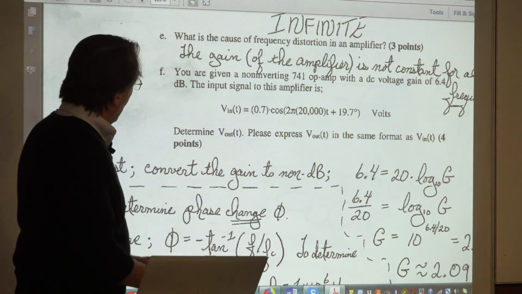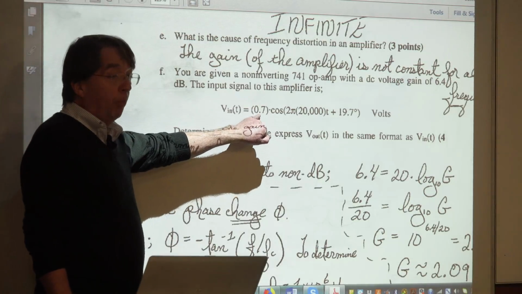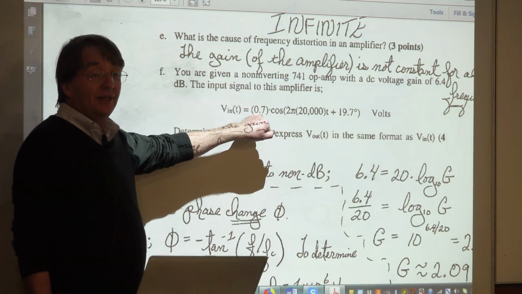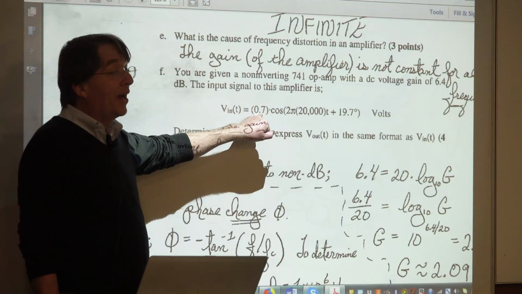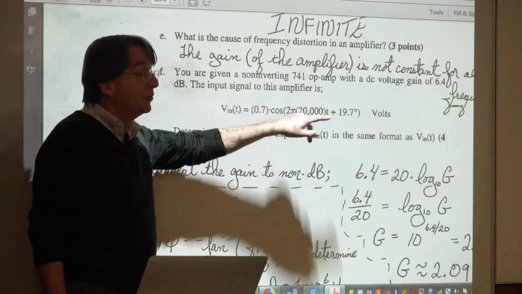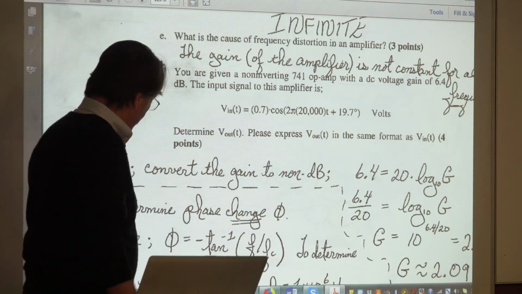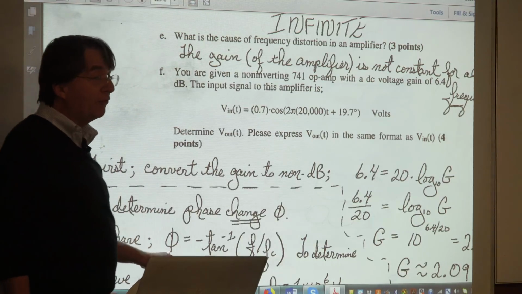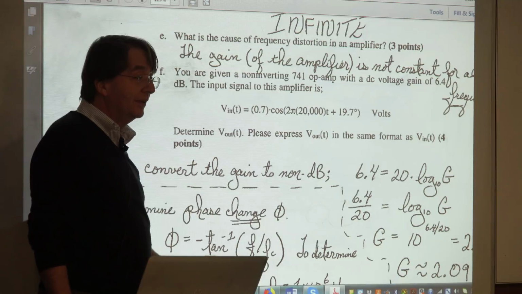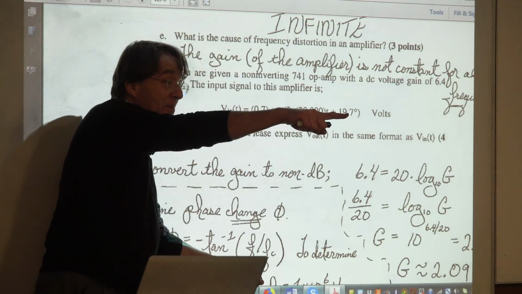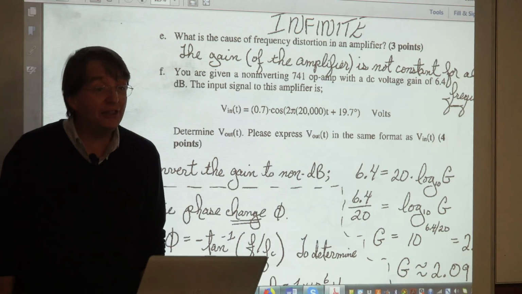So what's the output voltage? 0.7 times 2.09. Now, what else changes? Not the frequency, the phase. So if you look up the formula in the formula sheet, this is the formula we had on Friday, minus the arctan of F over FC. But I don't tell you FC. How'd you get FC?